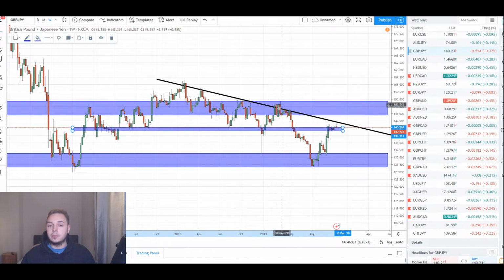Then it went back up to the resistance zone, went back down, broke out, and now it's consolidating in this area again, which tells us basically it's an area of sensitivity as well, in between these two monthly zones.